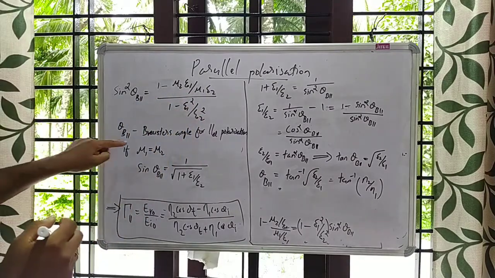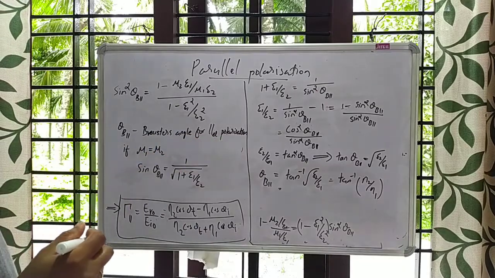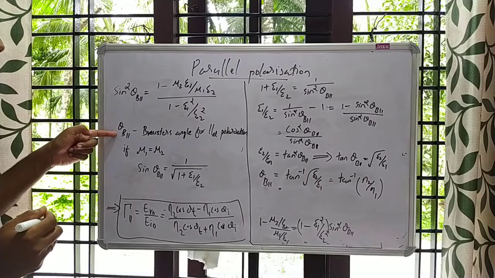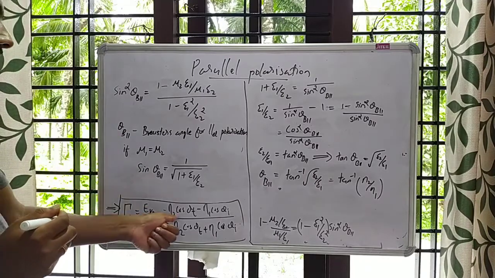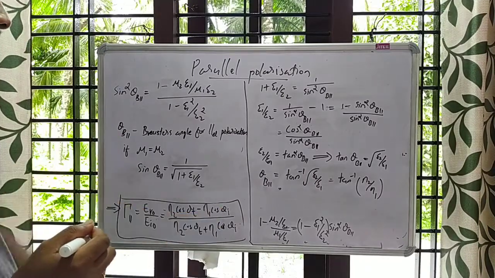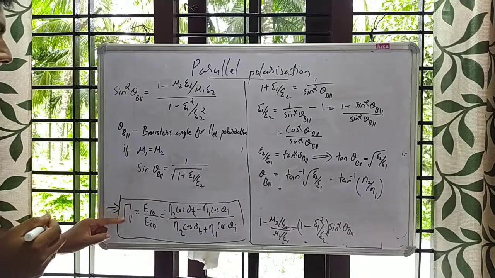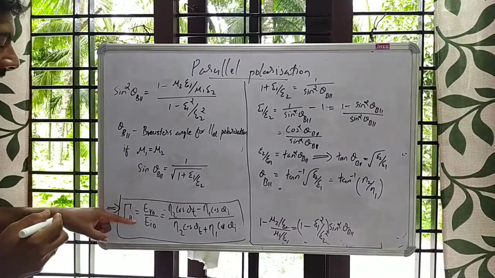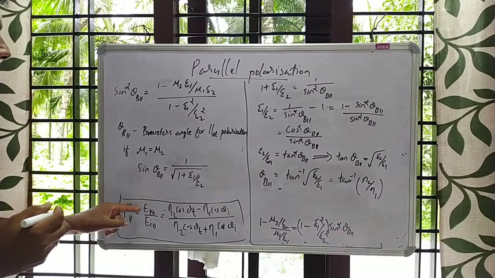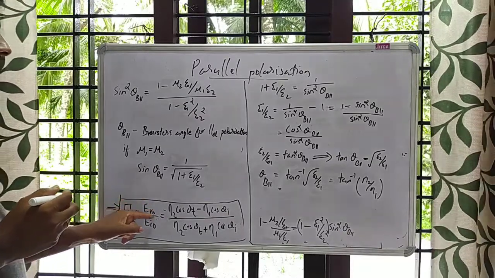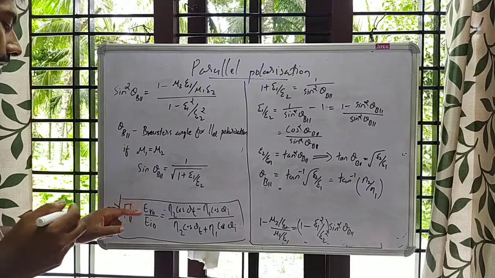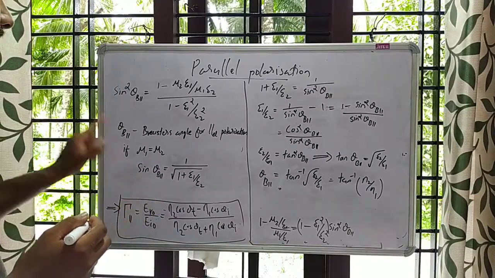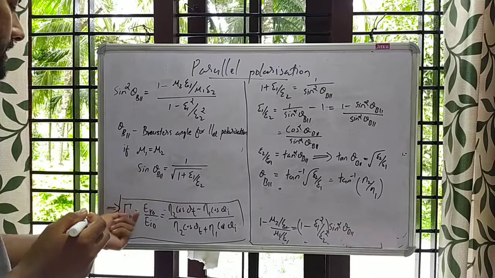Theta B parallel is known as Brewster's angle for parallel polarization. At this particular angle of incidence, where eta 2 cos theta t is equal to eta 1 cos theta i, we will get the parallel reflection coefficient gamma parallel equal to 0. That means in the reflected wave there is no parallel component of electric field. That means polarization happens in reflection.